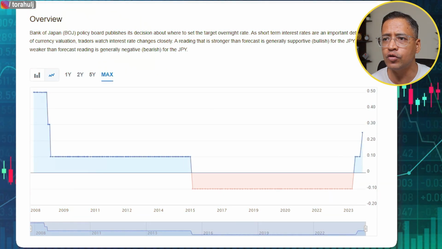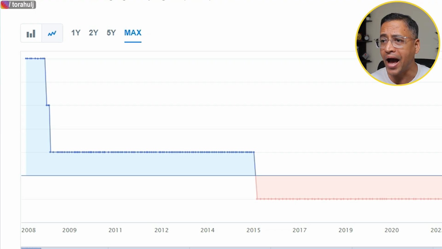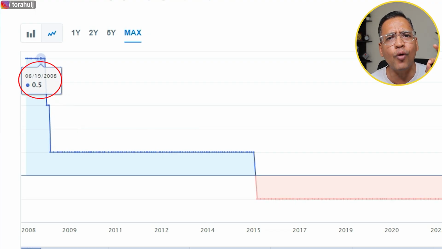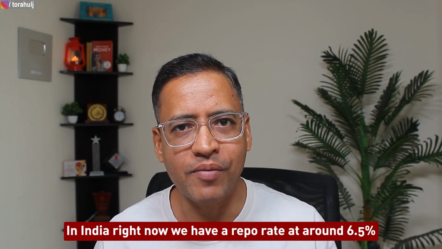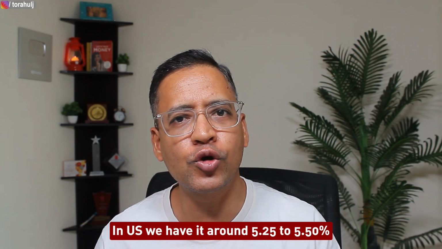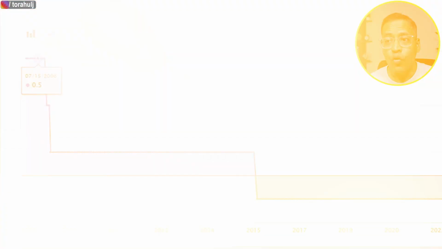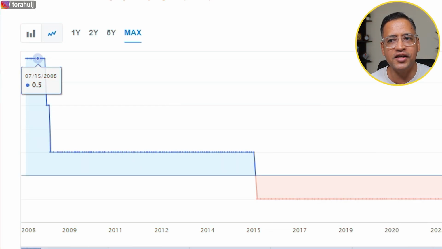Have a look at my screen and you will see this is the Bank of Japan's interest rate, the rate at which the Bank of Japan lends money to banks within Japan. This is also called the US Fed rate in the case of the US. In our case, it is called the repo rate. Now here, what you see interestingly is that the Bank of Japan's interest rate back in 2008 used to be only 0.50%. In India right now we have a repo rate at around 6.5%, and in the US we have around 5.25 to 5.50%, whereas in Japan we are only talking about an interest rate of 0.5%, very low interest rates.